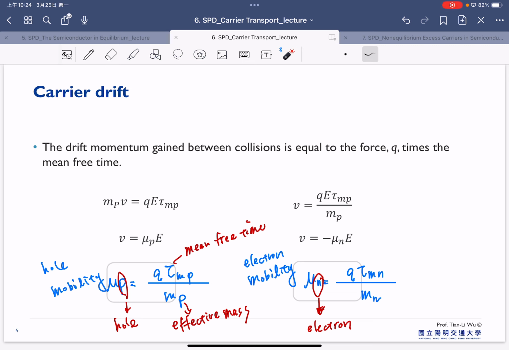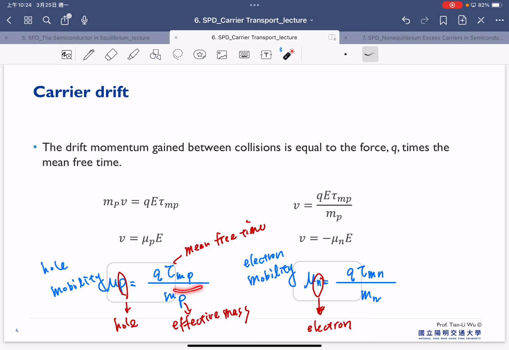If you look closer at this mobility equation, you can find that it is related to the effective mass. This concept of effective mass was also mentioned in the previous lectures. It's mainly a property of the material, so it's a constant that cannot be changed. If you use a different semiconductor material, you have a different effective mass.